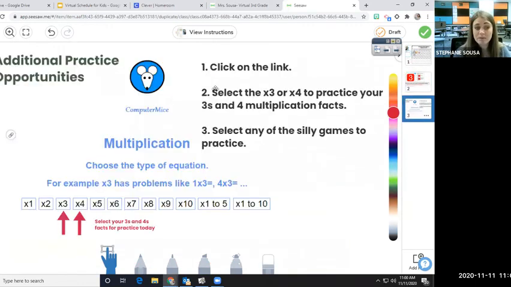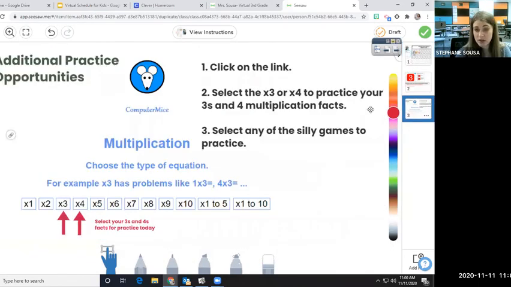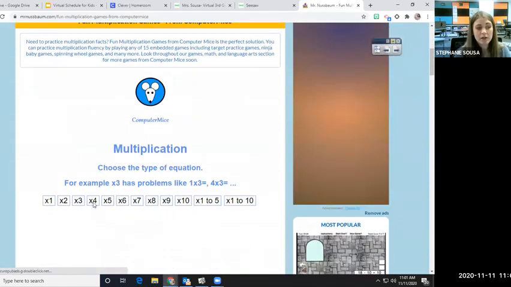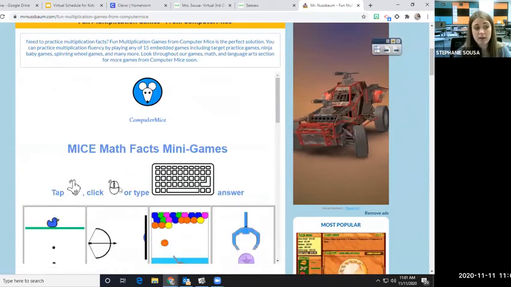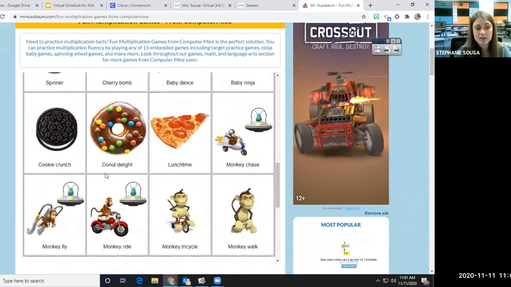This is where your games are. So after you finish slide 1, you have some games that you're going to get to play. It says click on the link. It's right here. Select the times 3 or times 4 to practice your 3s and 4s multiplication facts. So today we're going to click on times 3 and times 4. Select any of the silly games to practice. So I'm going to click on the link, scroll down, and choose my 4s first. I want to do times 4. And then I get to choose any of these games that are going to give me times 4.